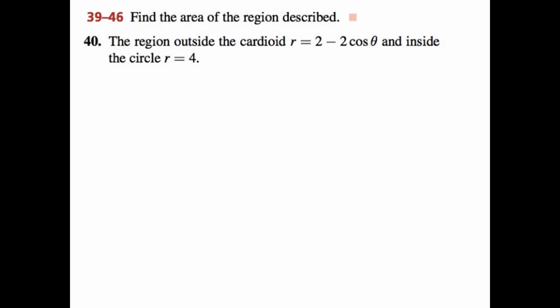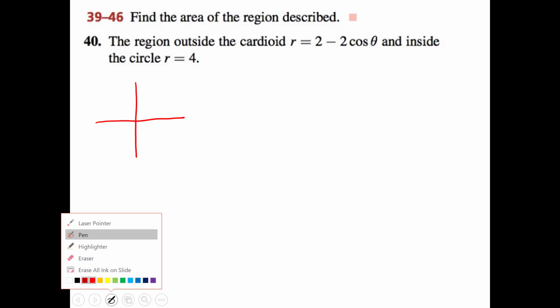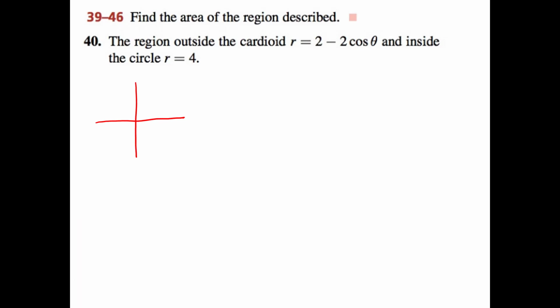Okay. Find the area of the region described: the region outside the cardioid r equals 2 minus 2 cosine theta, and inside the circle r equals 4. All right. So again, this begins with a picture. Again, if you're not comfortable, you should make a table, as I showed you how to do in the last section. But when theta is 0, you're at the pole.